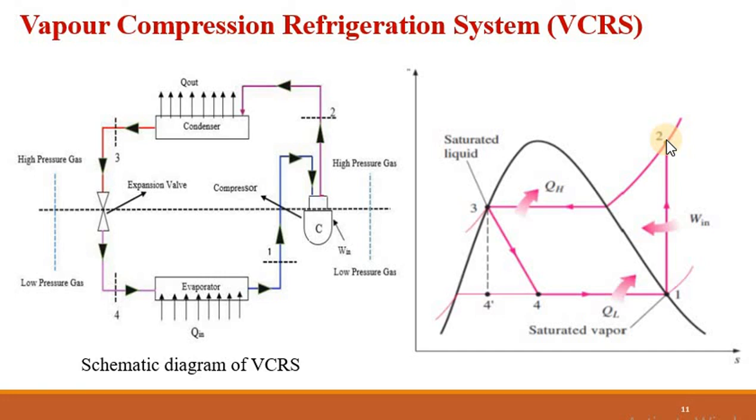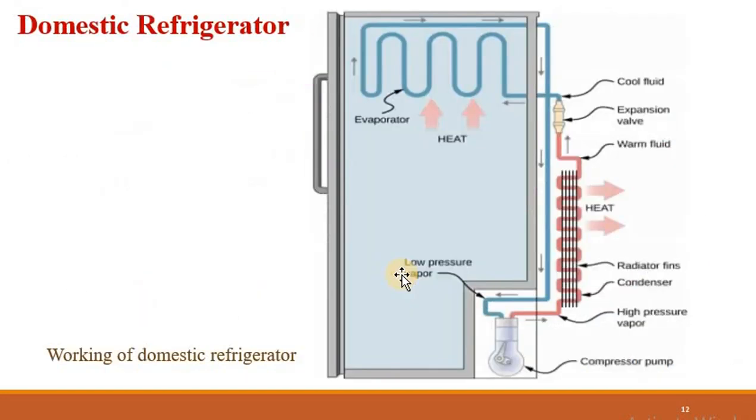Then it releases sensible heat, and then latent heat, and comes to point number 3, where 3 to 4 is a throttling process and 4 to 1 is again a heat exchanger process. So 4 to 1 and 2 to 3, the condenser and evaporator, these two are heat exchangers, exchanging heat with the environment. On the similar principle, the domestic refrigerator that we have just studied works.